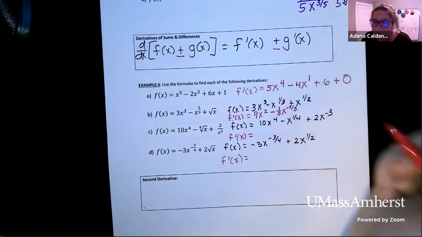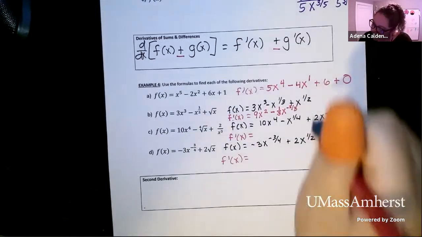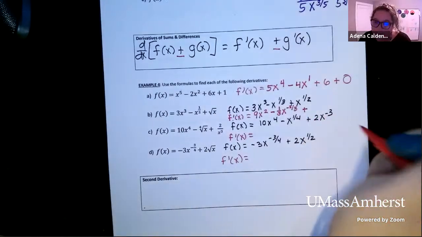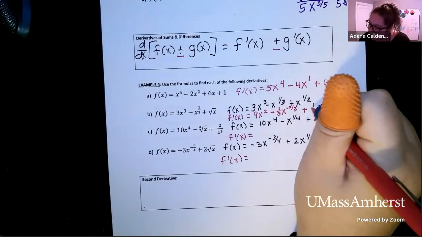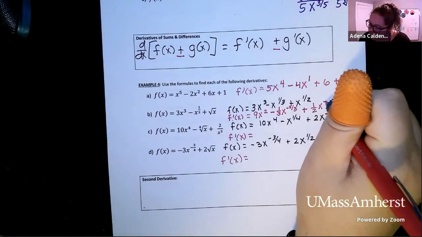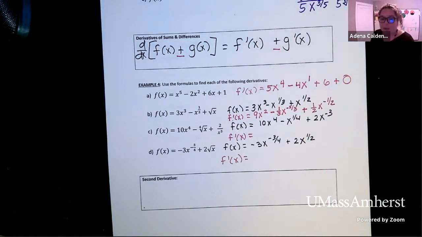And I get negative 2/3 plus, from my last term, x to the 1/2, I get 1/2 x to the negative 1/2. Okay, so again, I just go term by term, carefully taking the derivative of each piece. For part C, I notice that I need to rewrite the second and third term.